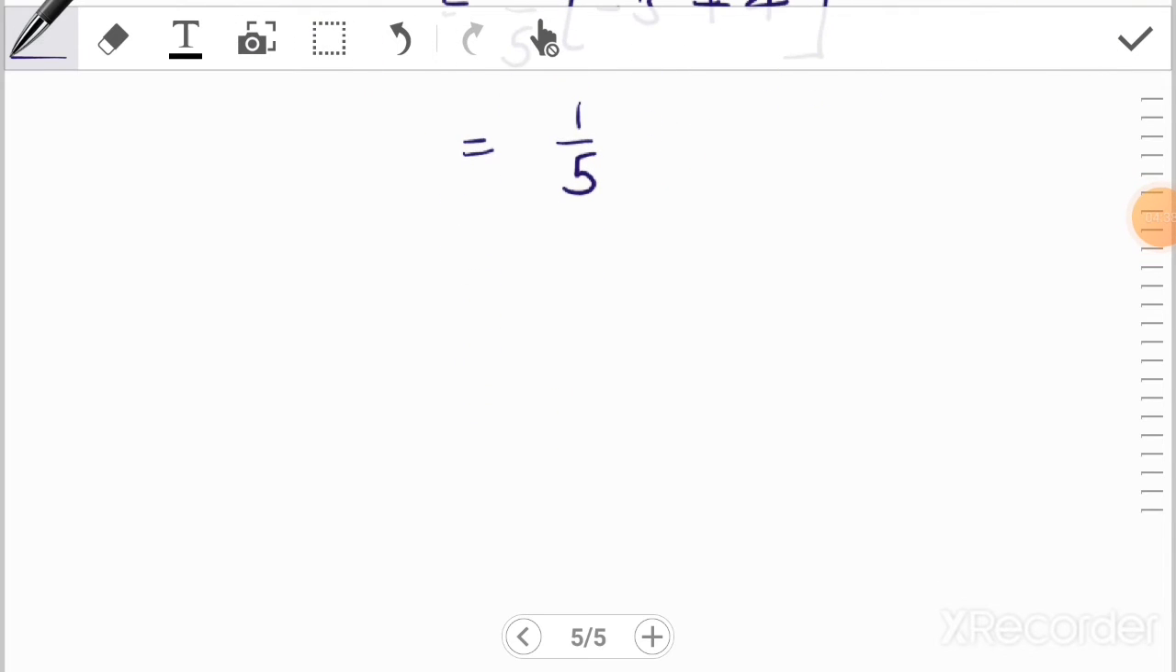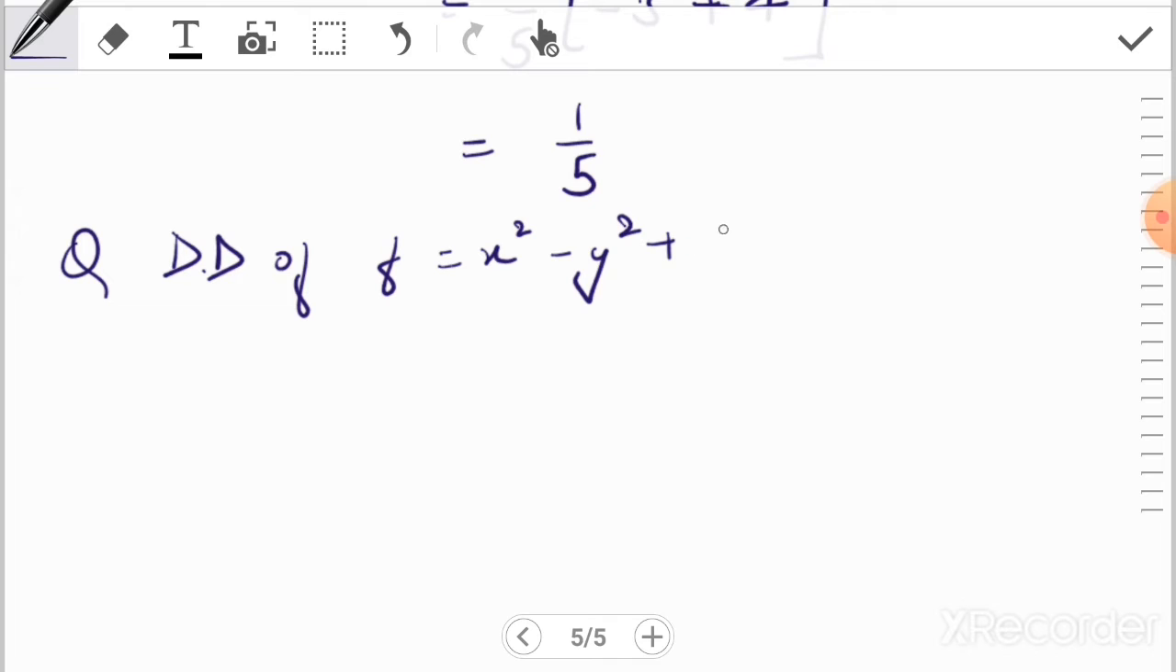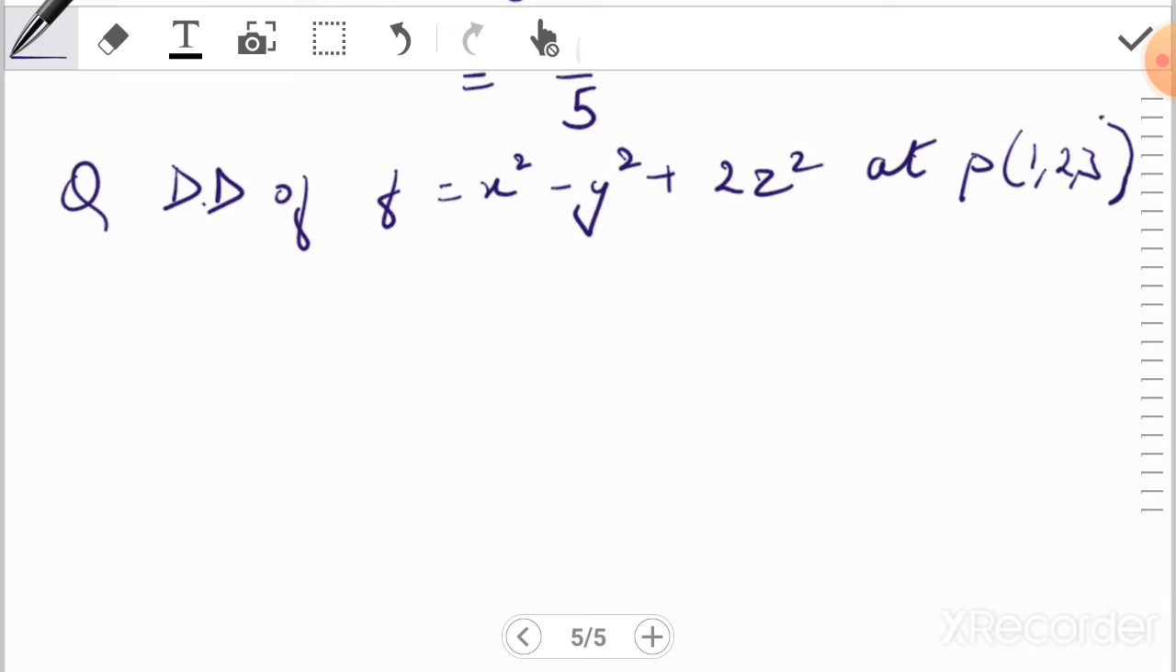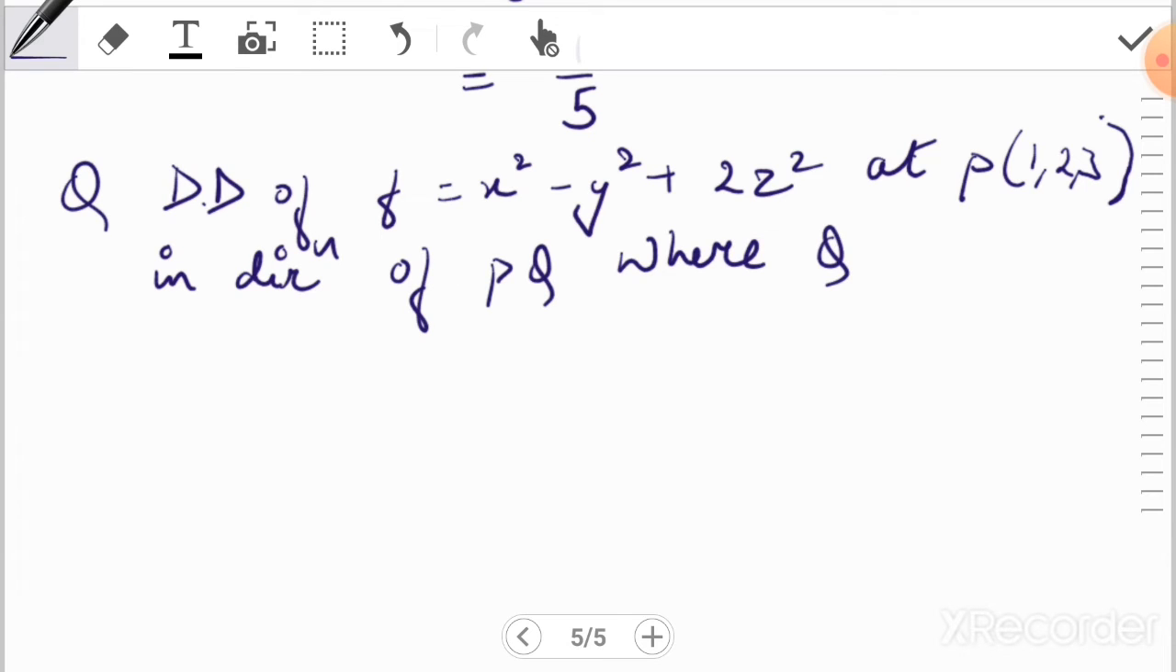Let's have a second example. Find the directional derivative of the function x square minus y square plus 2z square at P (1, 2, 3) in the direction of PQ, where Q is (5, 0, 4).